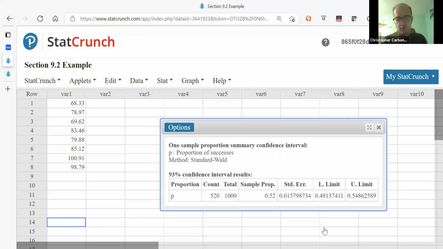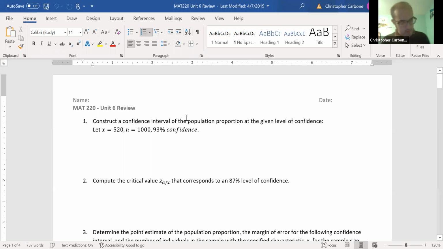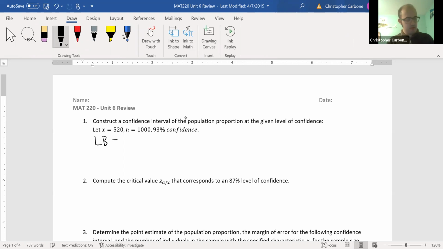And I hit compute. We get a lower limit of about 0.4914 and an upper bound of 0.5486. Let me just write that down very quickly. This gives us a lower bound of 0.4914 and the upper bound of 0.5486.